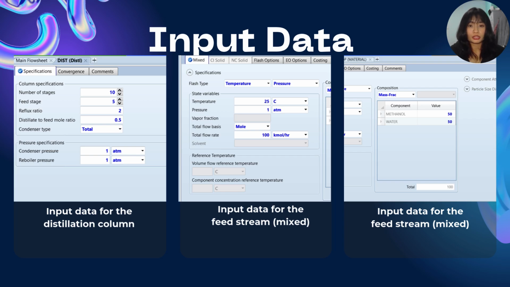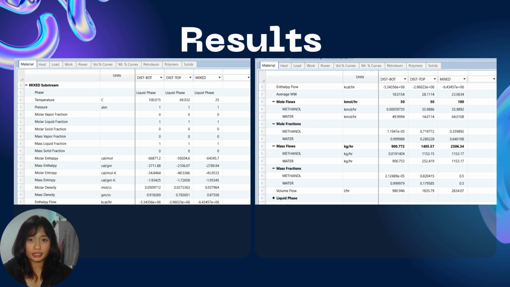And then next for the mixed stream, we set the temperature as 25 degrees Celsius, and then the pressure is 1 atm. And for the total flow basis, we do it in mole, which is 100 kilomole per hour. And for the mass fraction, for methanol and water, both are set as 50 and 50, so the total is still 100. Lastly, this is the result that we got after we run the file. As you can see, the bottom stream is rich in water, and the top stream is rich in methanol.